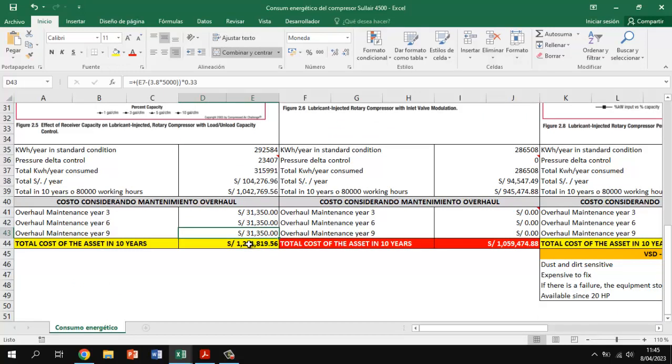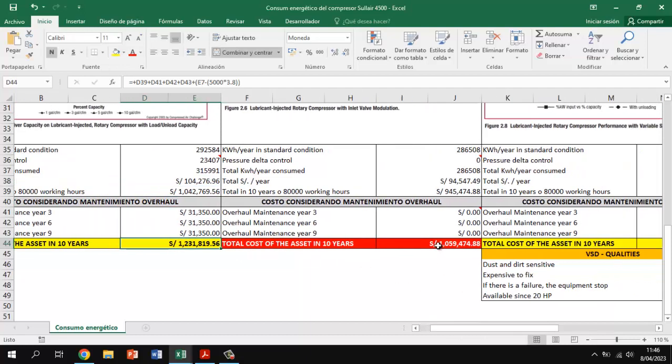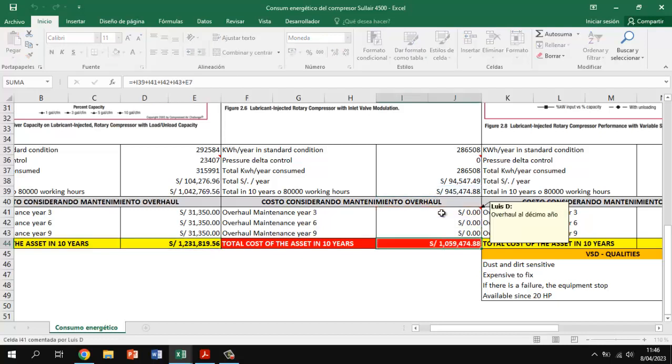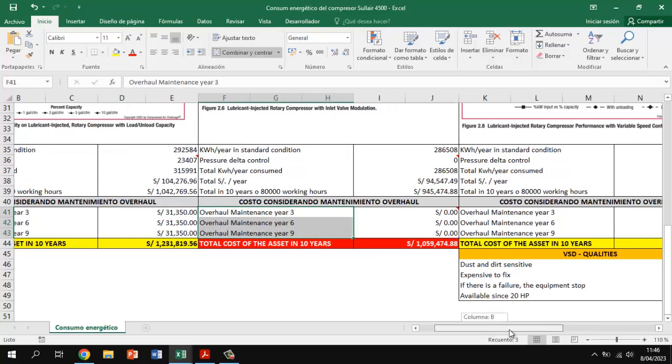So the total cost of the asset in the 10 years will be your energy consumption plus your overhaul maintenance. For modulate, it will be the same. So remember, what's the reason why this case is 0? Because the overhaul is in year 10, so we are not going to have any overhauls in that time. So we don't have to spend more money.